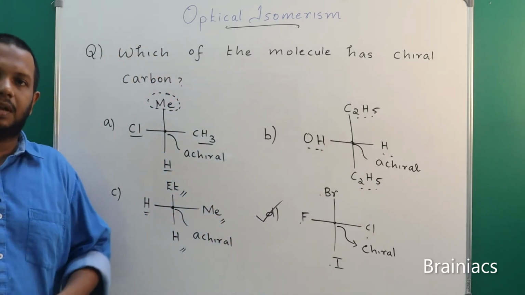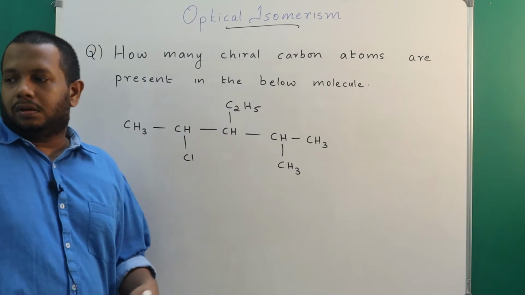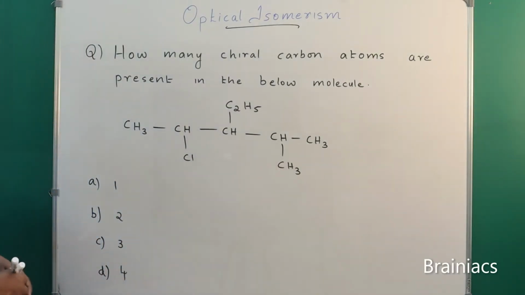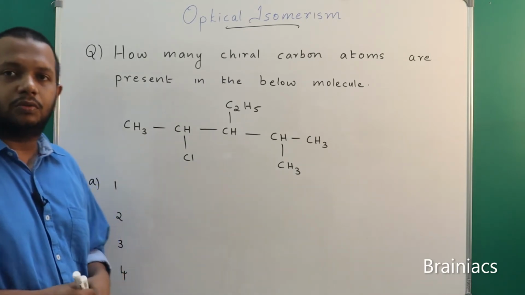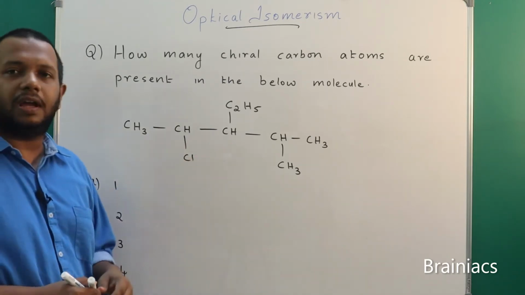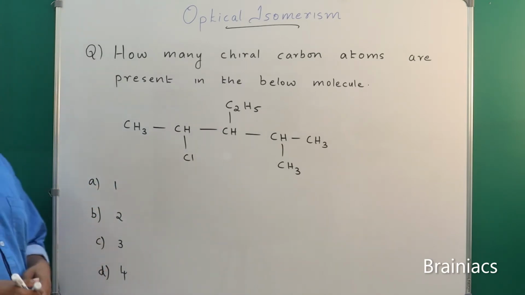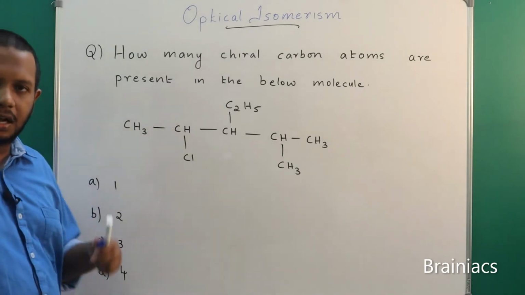Clear? Can we go to the next question? Okay, I hope you could see the new question here. Just go through the question. How many chiral carbon atoms are present in the below molecule? You can see the molecule here, and the options 1, 2, 3, 4. So how will you check how many chiral carbon atoms are there?